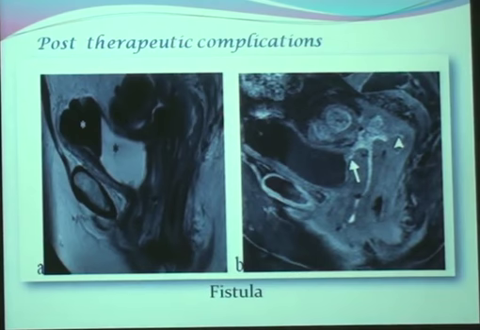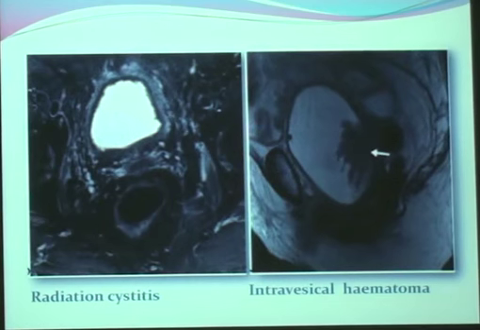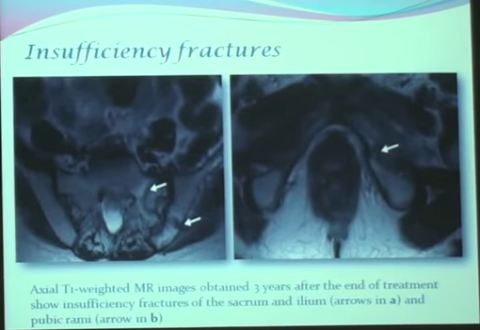Post-therapeutic complications can also be diagnosed through MRI. As we can see here, there is a fistula tract extending from the vagina into the rectum. This is post-contrast T1 imaging. This is a patient with radiation cystitis. We can see thickening of the bladder wall and irregularity. We can also diagnose intravesical hematoma, which may appear like recurrence, but contrast enhanced MRI will help differentiate between the hematoma and the recurrence.